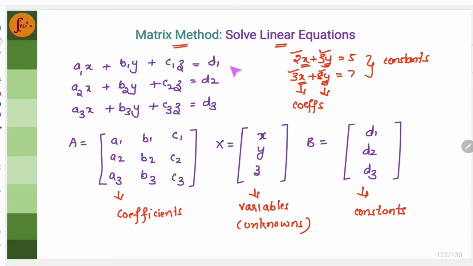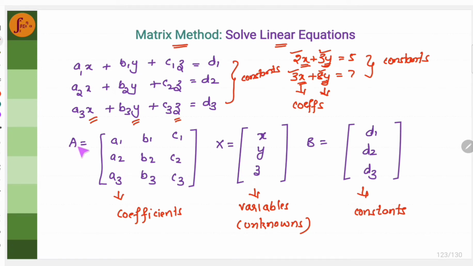Now, if you have linear equations of this form, a1, a2, a3, b1, b2, b3, c1, c2, c3 are coefficients. X, y, z are the unknowns, which we have to find out. Using this technique, we have to find the value of x, y, and z. And d1, d2, d3 are constants. We'll have to represent these three equations in the form of matrices.